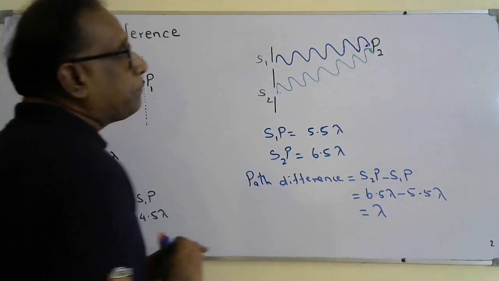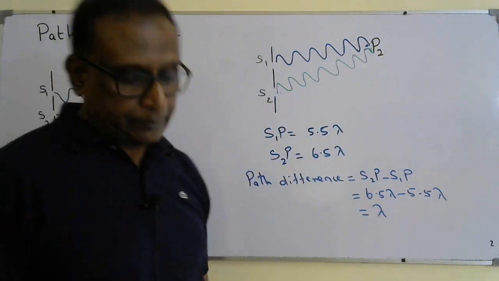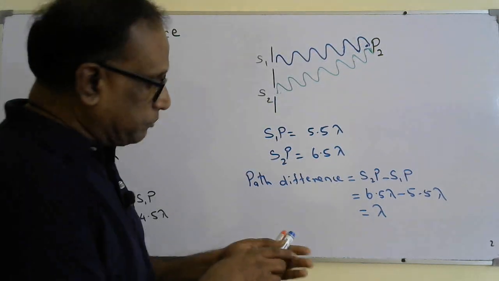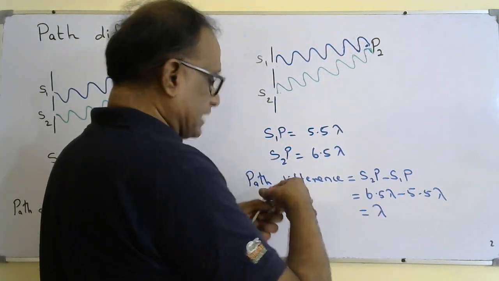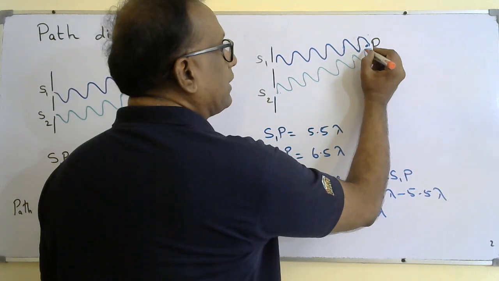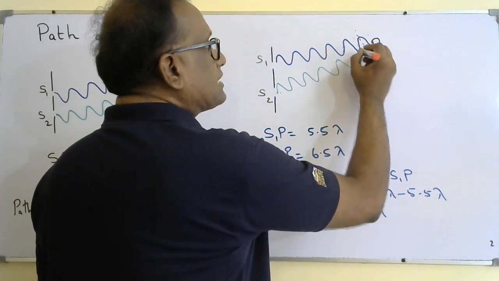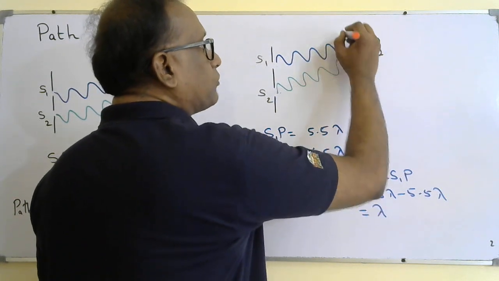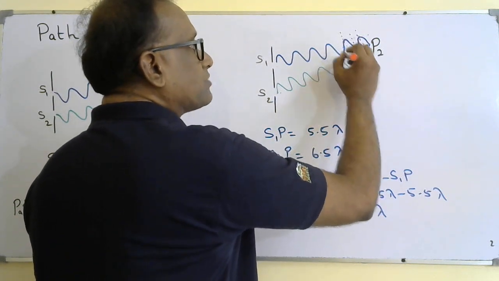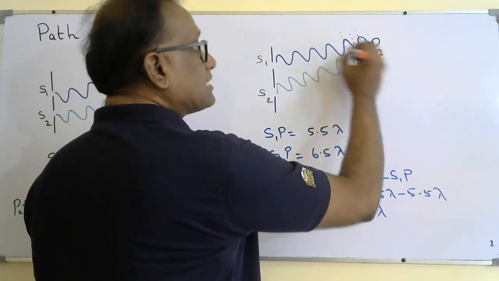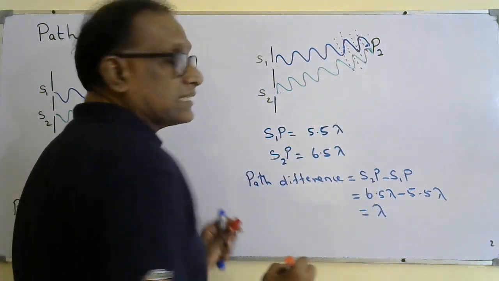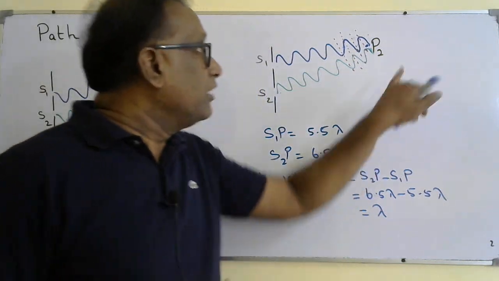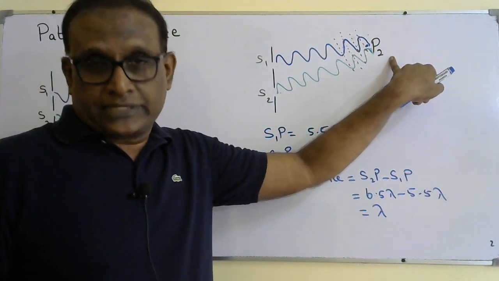And we know at the point P2, what type of superposition will happen. Here trough and trough are overlapping. At that moment, trough and trough overlap, then crest and crest will overlap. When this crest reaches that point, the other crest will reach that point. When this trough reaches, that trough will reach. Both waves are moving at the same speed, so crest and crest, trough and trough line up together. They are coherent wave sources, so there will be constructive superposition.